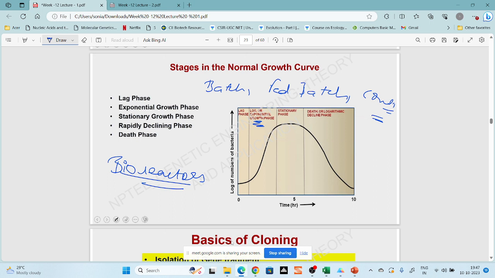There is a lag phase. So lag phase is the adaptation phase. So when your bacteria is going into a new media, before it will grow exponentially, it will take some time to adapt to the new environment. Okay. So for the adaptation of new environment, this is your lag phase.